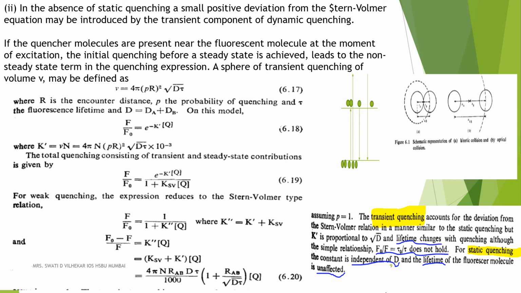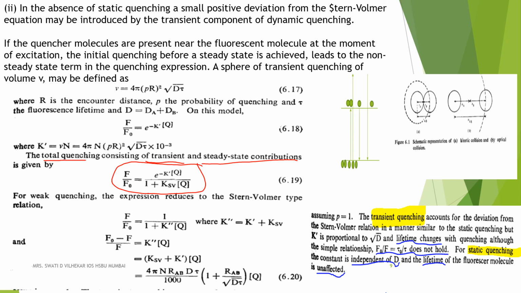Now just watch here, they are giving the idea about the total quenching first. In case of total quenching, it is the sum of transient quenching as well as its steady state contributions. Here they have added the non-steady state term in the quenching expression. So the total quenching is F divided by F naught equal to e to the power minus k' times q divided by the steady state contribution, which is 1 plus KSV times q.